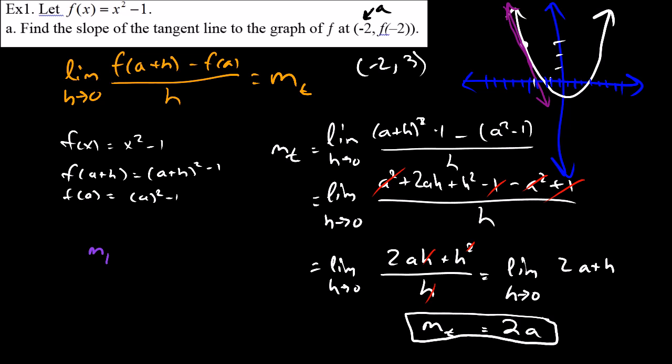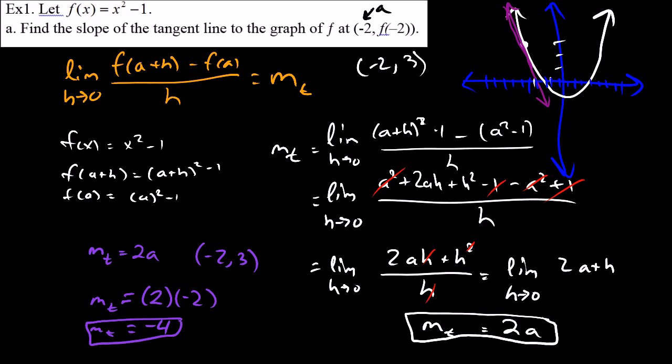So the slope of our tangent line is equal to 2a. And at our point, negative 2, 3, the slope of our tangent line is equal to 2 times negative 2, which is negative 4. So the slope of the tangent line at that point is equal to negative 4.